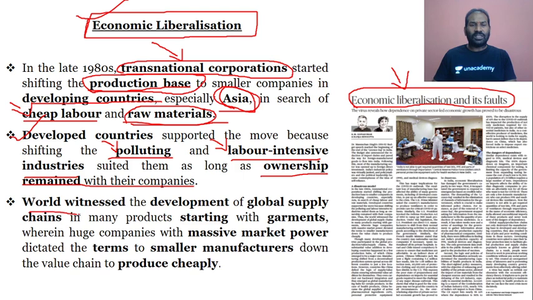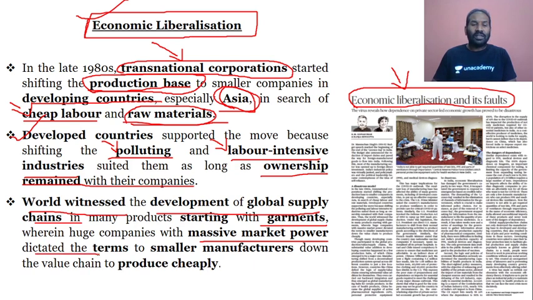And the world has witnessed the development of global supply chains, starting with garments. The liberalization intensified with the shifting of production bases, especially in garments. And this created huge companies with massive market power. Because of this massive market power, the companies that shifted their global supply chains across the globe started dictating terms.